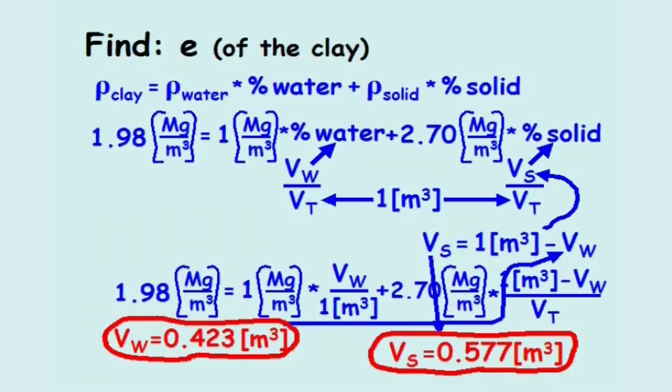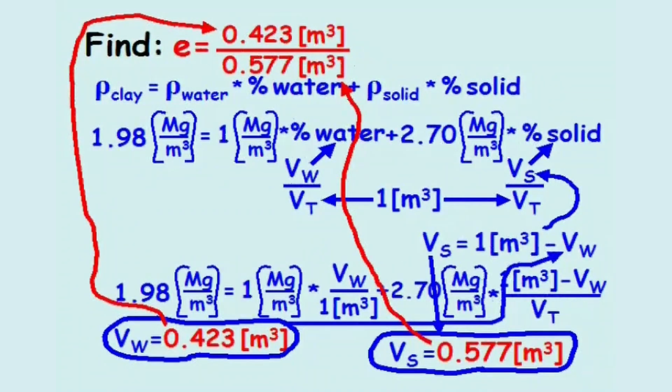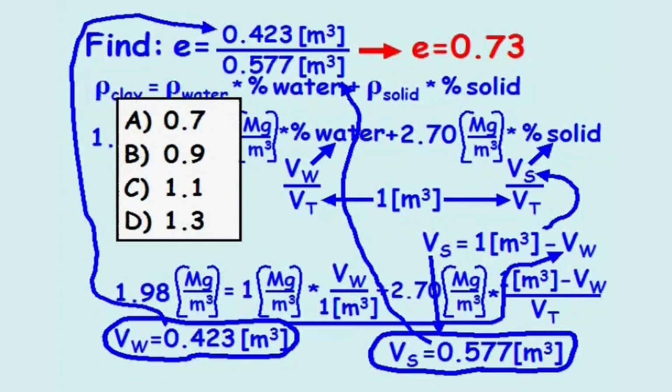Knowing the volume of water and the volume of solids, we can now solve for the void ratio of the saturated clay by dividing 0.423 meters cubed by 0.577 meters cubed. The void ratio equals 0.73. When looking back at our possible solutions, the answer is A.